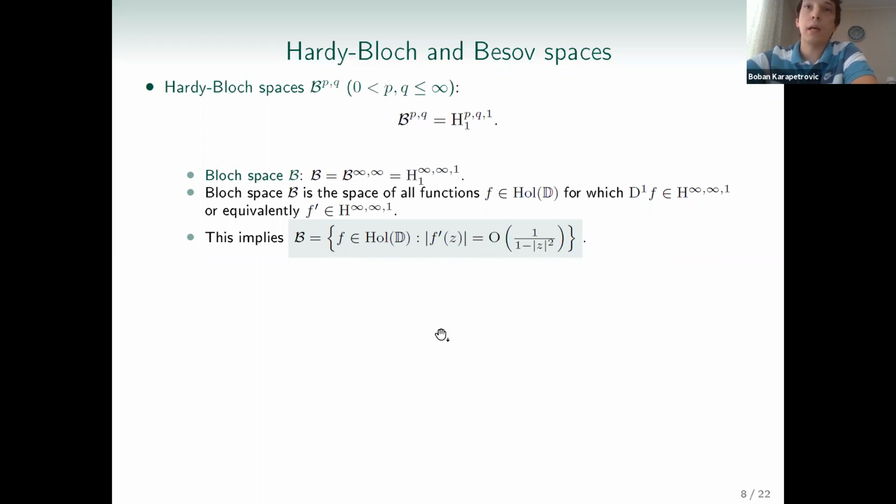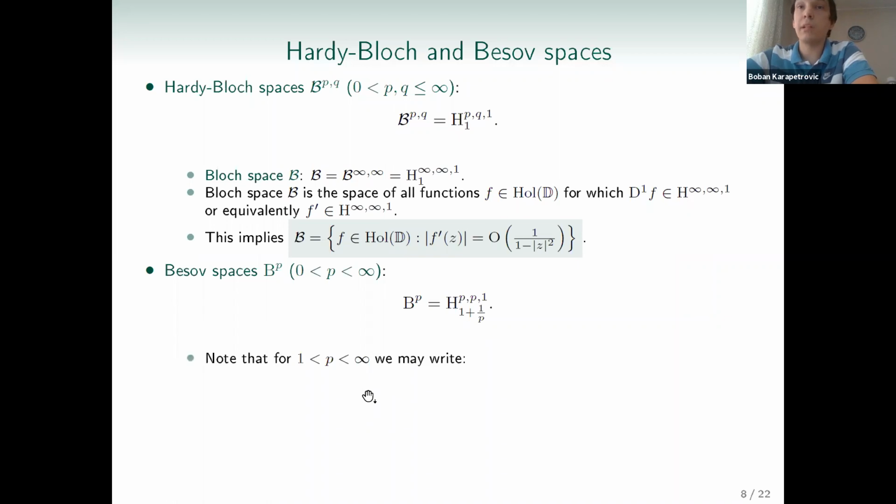And also we have Besov spaces B^p, where p is strictly between 0 and infinity, and in some books analytic Besov spaces B^p. The Besov space B^p is actually the generalized mixed norm space H^{p,p}_{1,1+1/p}. So this is the Besov space B^p, and when p is strictly between 1 and infinity, we can write the following.